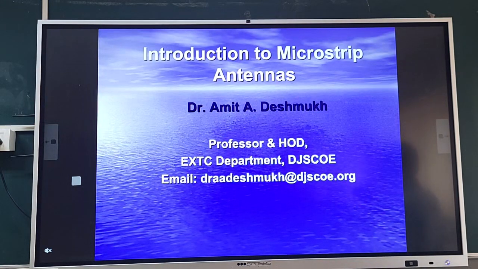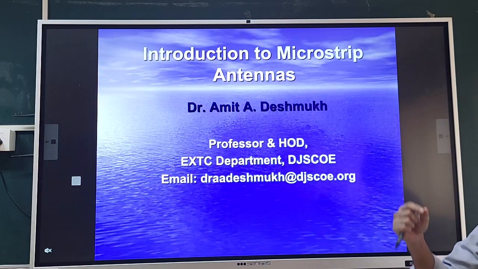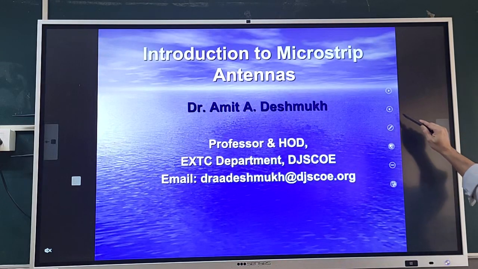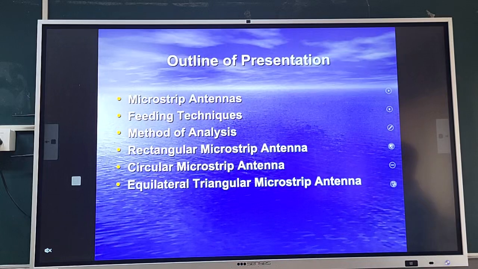But with respect to the projects which you do in your undergrad or postgrad or even at PhD level, different irregular shape microstrip geometries also will be dealt with. So in continuation with the regular shape microstrip antenna, we will be covering a few of the modified regular shape microstrip antenna designs. Those design aspects we are going to cover. So let's start with the introduction or basics of microstrip antenna.